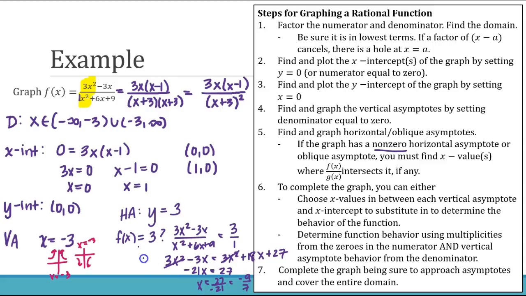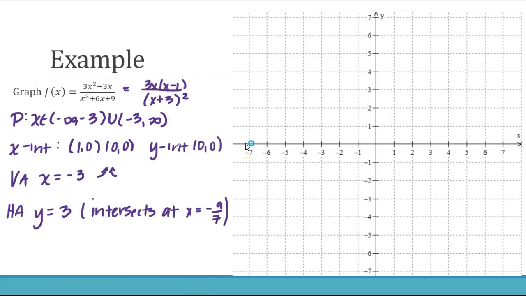So we're going to take all of this information, and we're going to go ahead and graph it. Alright, so here's all my information, just rewritten, a little bit more condensed. And here's my xy plane, so let's start plotting what we have. We have our x-intercept at (1, 0), and we have another x-intercept and the y-intercept at (0, 0). We have our vertical asymptote at -3, and we have our horizontal asymptote at +3.